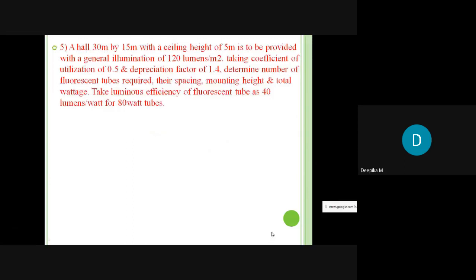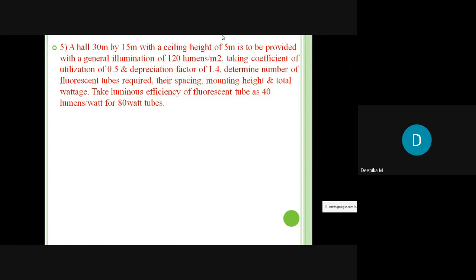So next we have the fifth problem. This is also similar to that. A hall 30 meter by 15 meter with a ceiling height of 5 meter. So please note that here the ceiling height is given. That is the distance of the space between the floor and the ceiling. It is not the mounting height. So be careful that ceiling height is different, mounting height is different.